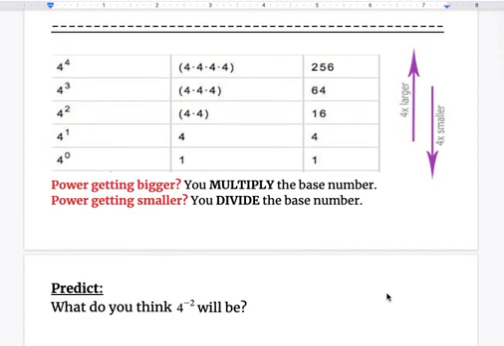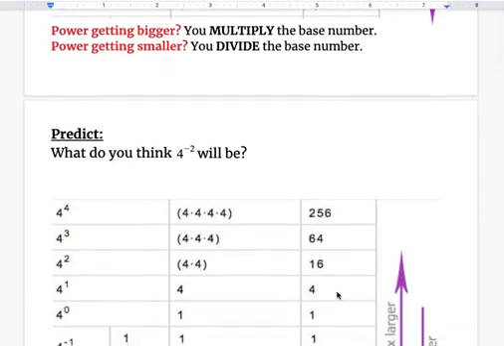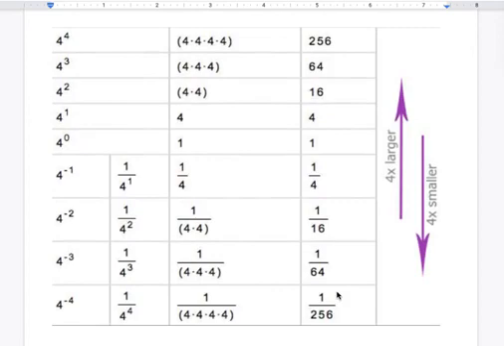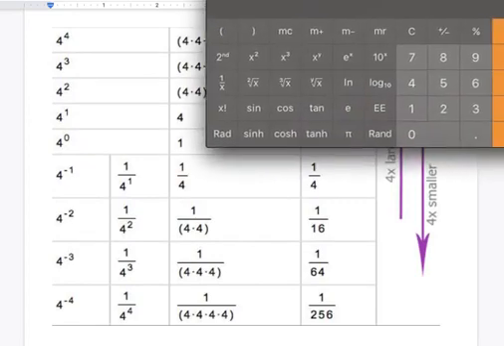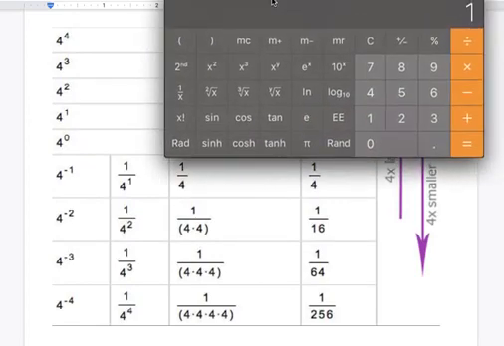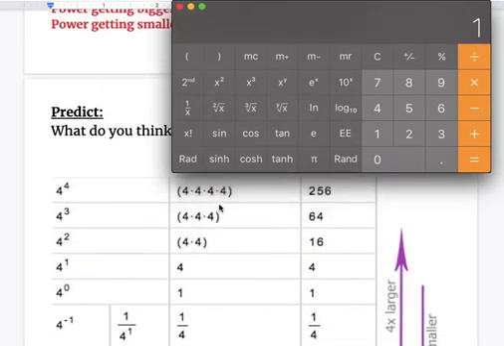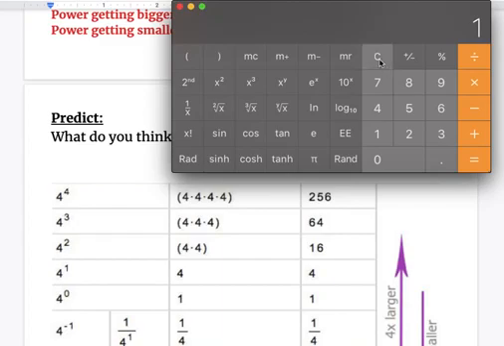If you said that 4 to the negative second power will be a negative number, you are incorrect. However, you are not alone. A lot of people think that the answer will be a negative because there's a negative power. That is not correct though. Remember, we are following that same trend, that same pattern. As we are decreasing in our power, so as we're going from a bigger power to a smaller power, we are dividing.